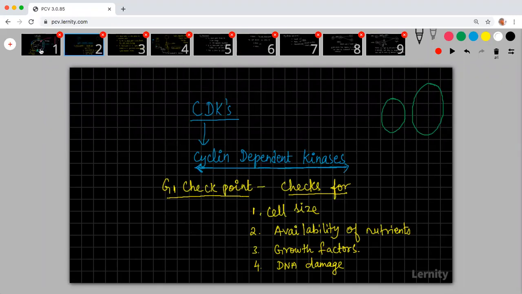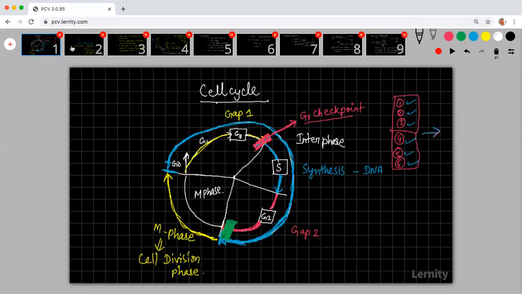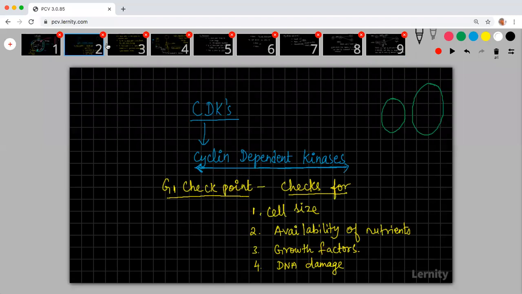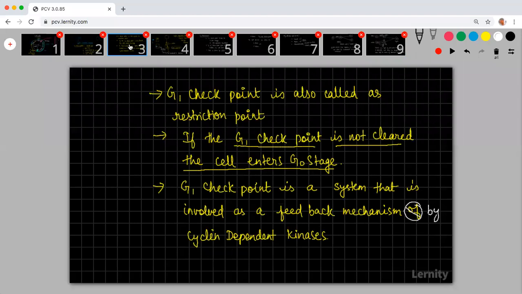Second slide. 1, 2, 3. Yes, it will happen only in gonad cells. Okay, thank you, children.